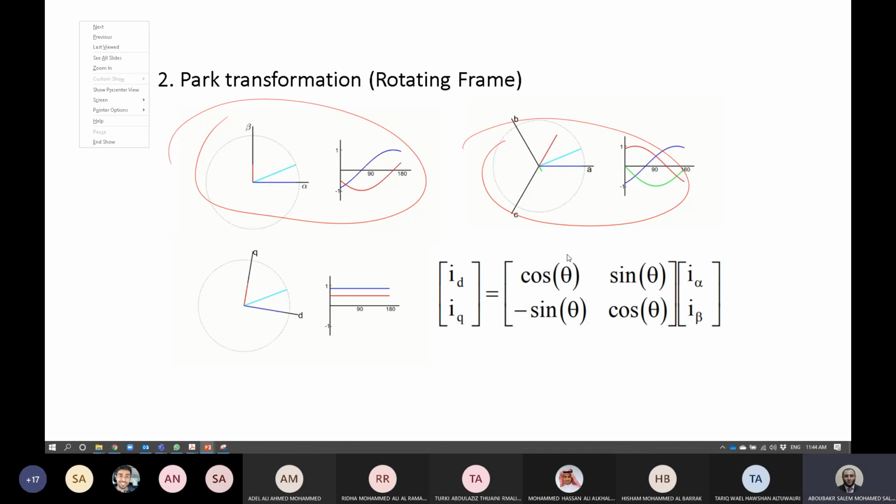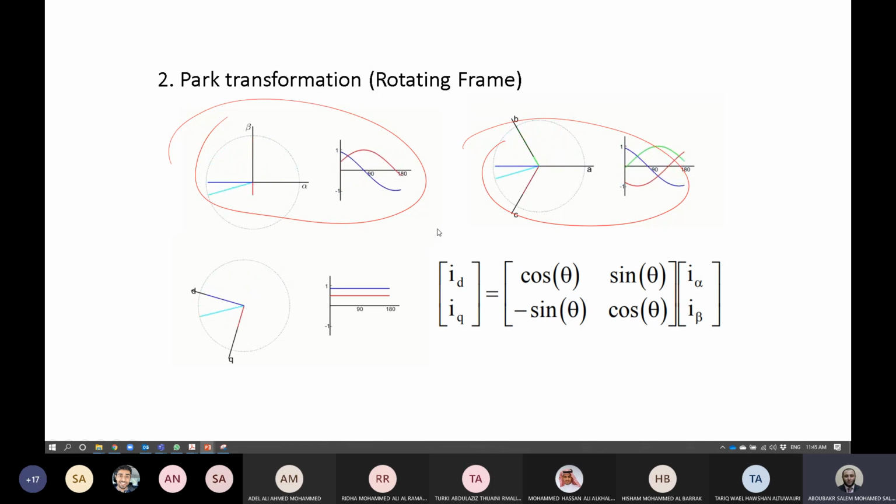Okay. So if we made that, let me continue the simulation here. You will find that the values of vectors appeared as constant values. So this is now the advantage. We can convert the moving variable or AC variable into constant if we convert to DQ frame, which is made by Park transformation.